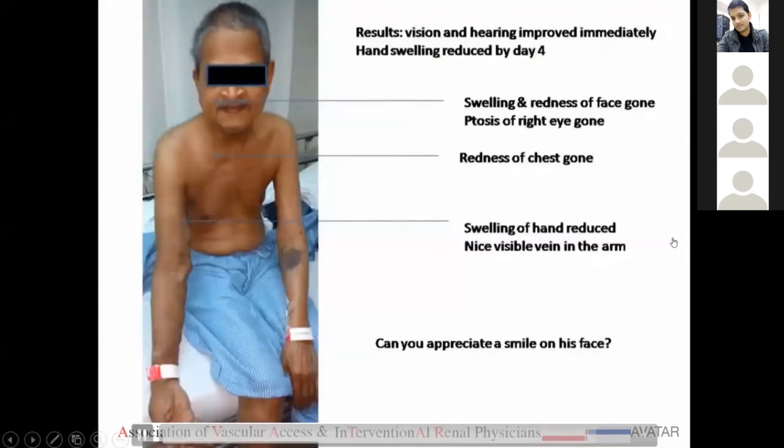So that's how, see, within a few days, the hand has become normal, the facial swelling has gone, the redness of the chest has gone. So the patient is happy, we are happy. The fistula, you can see the dilated vein here. This could be used for the purpose of dialysis.